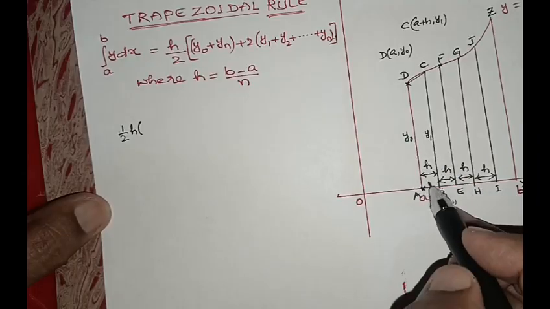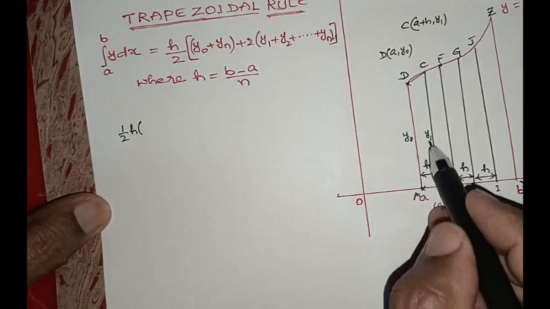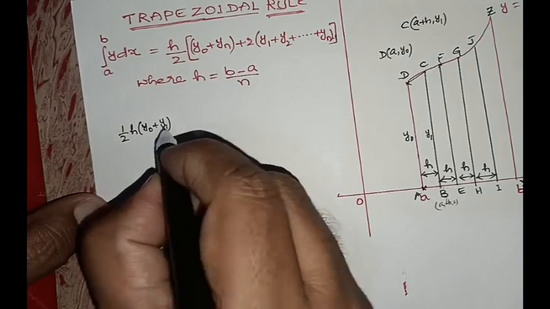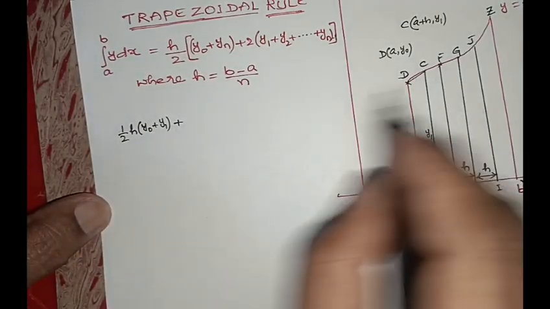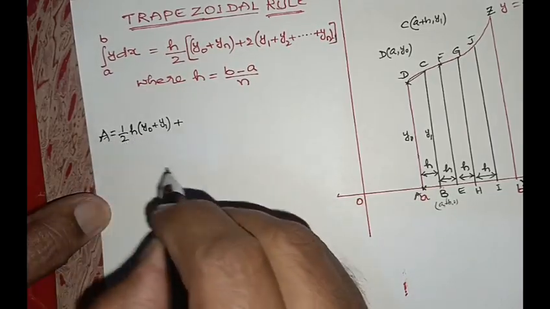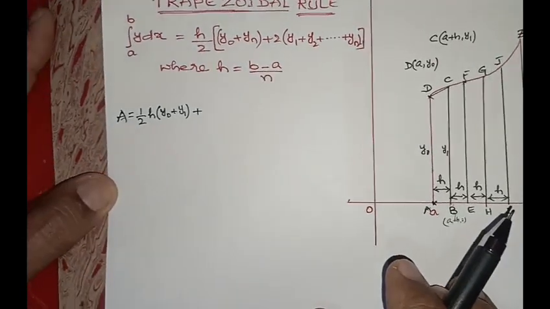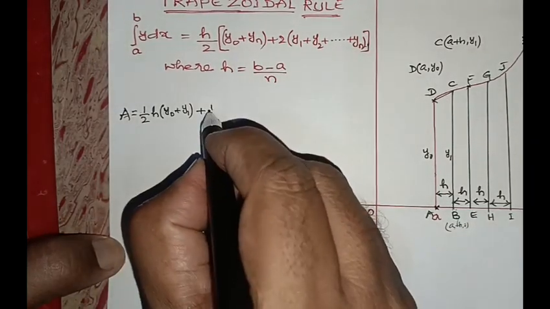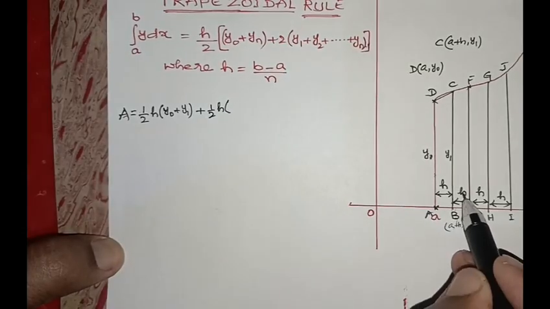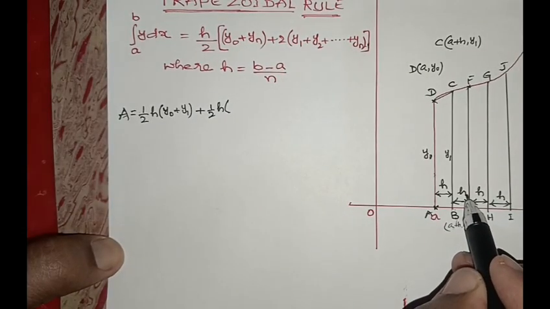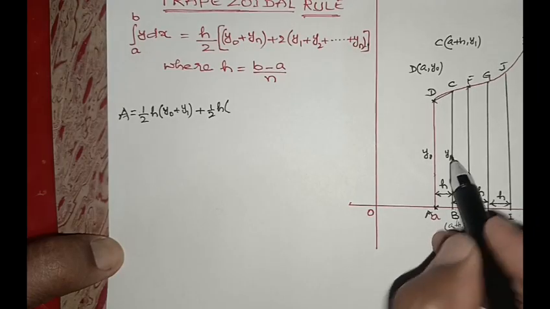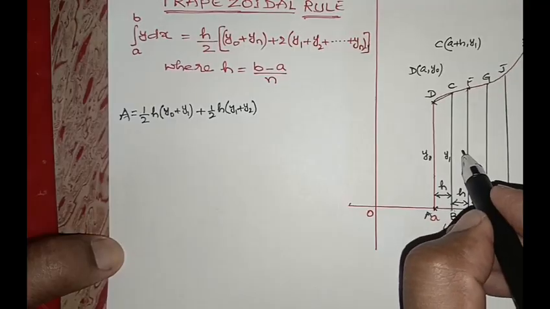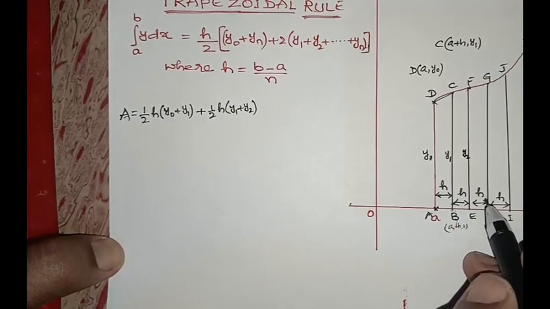So the area of the first trapezium is half h times y0 plus y1, plus I am calculating this complete area. I am denoting it by A, say. A is equal to half h times y0 plus y1, plus half h, as the distance between these two parallel lines is also h, half h into y1 plus y2, as the length of the line segment EH is y2.